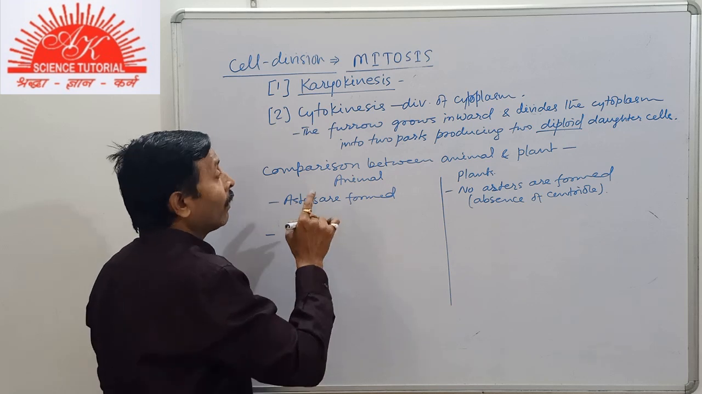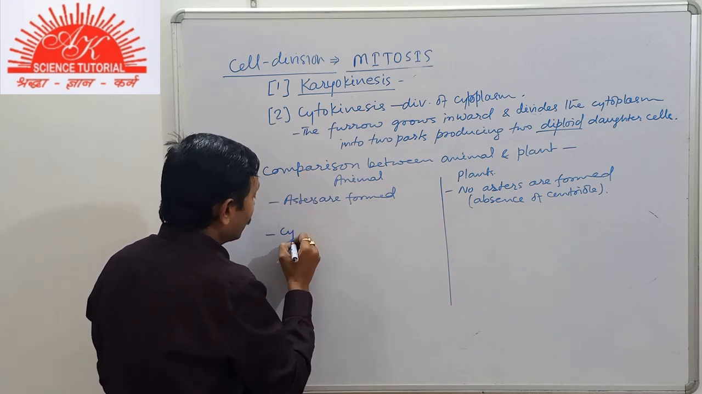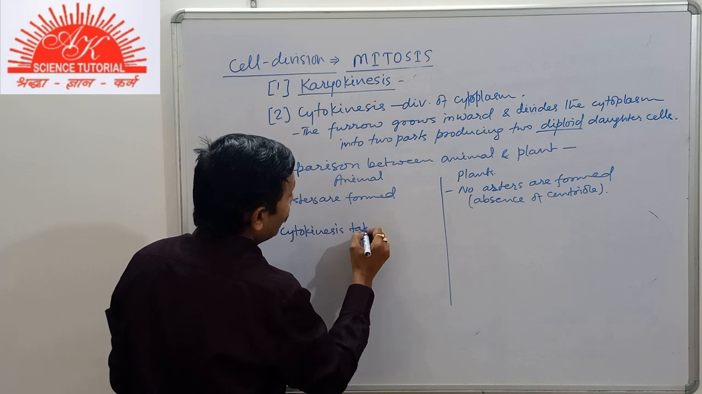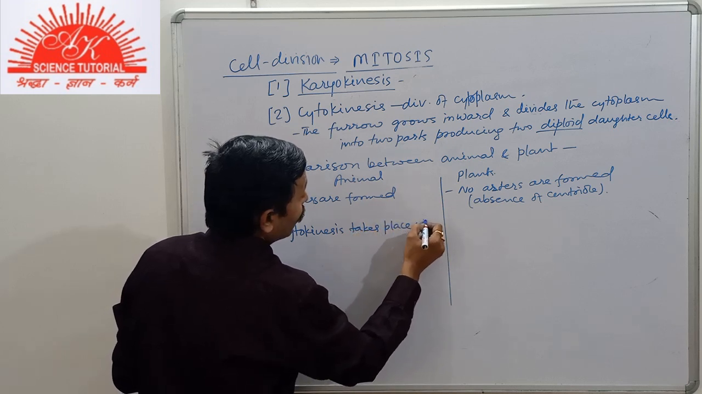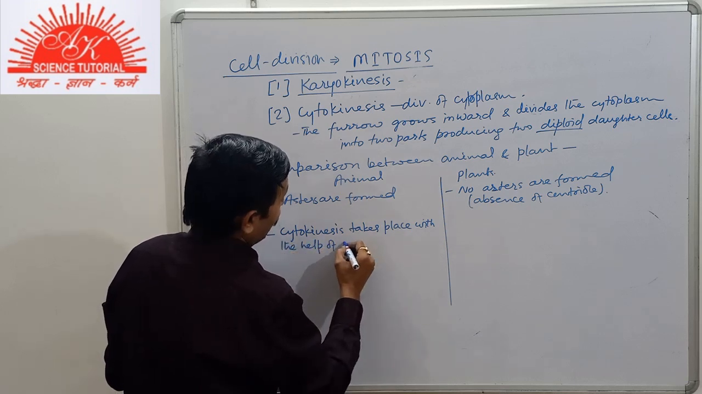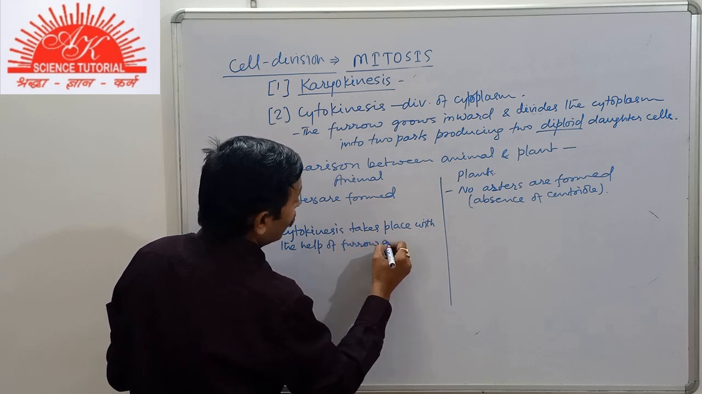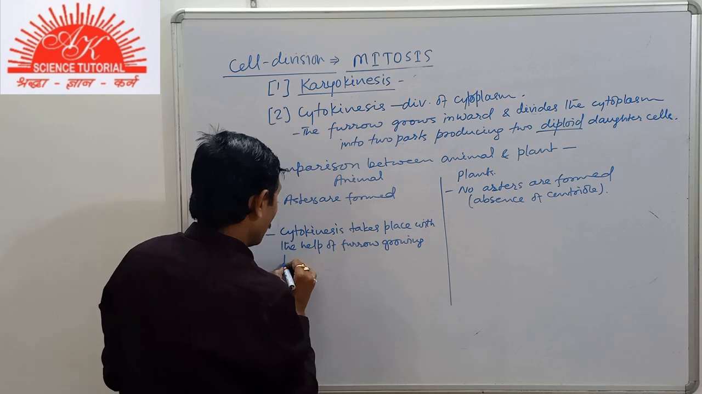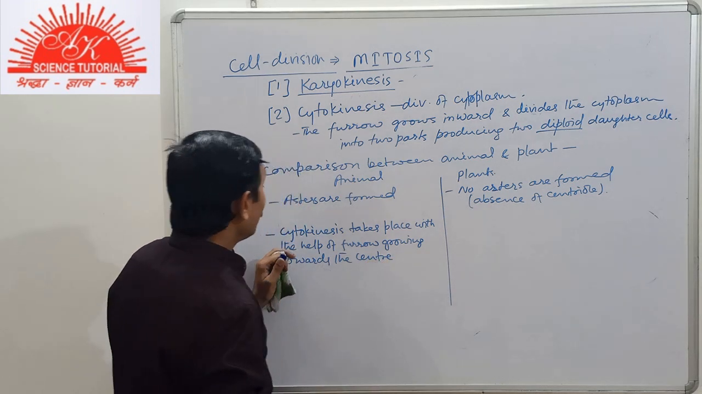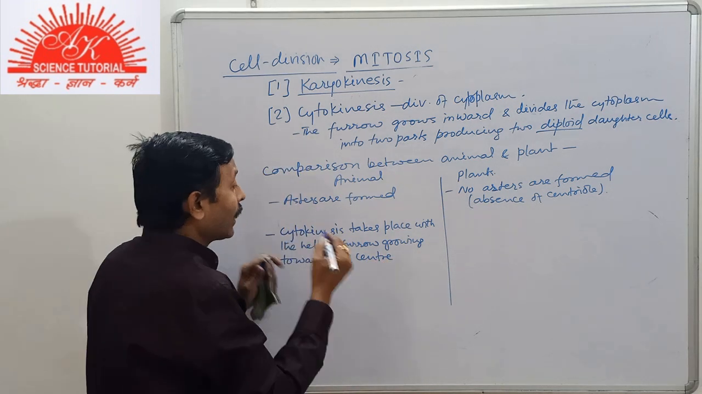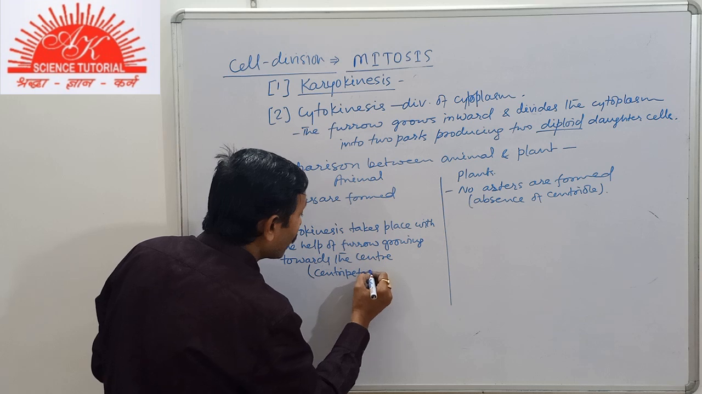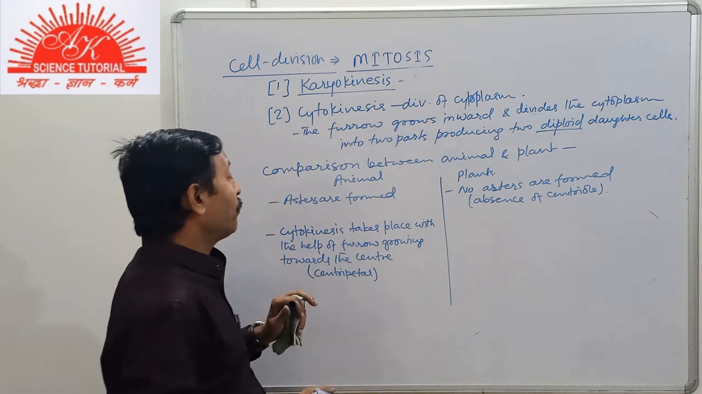Next part. The cytokinesis takes place with the help of a furrow growing towards the center, that is from the periphery towards the center. Hence we can say that cytokinesis here is centripetal. So in short, we can also write: cytokinesis in animal cell is centripetal.